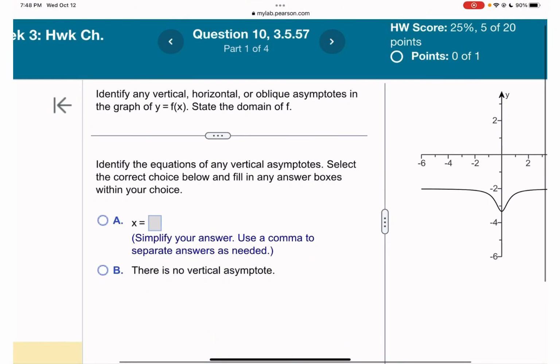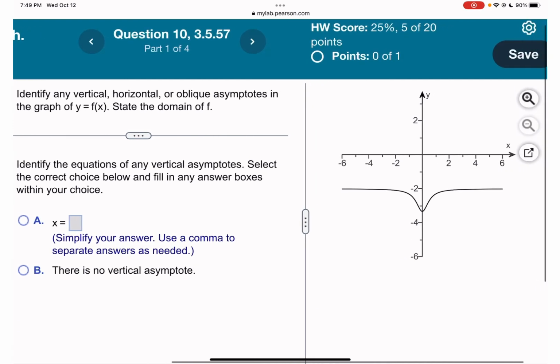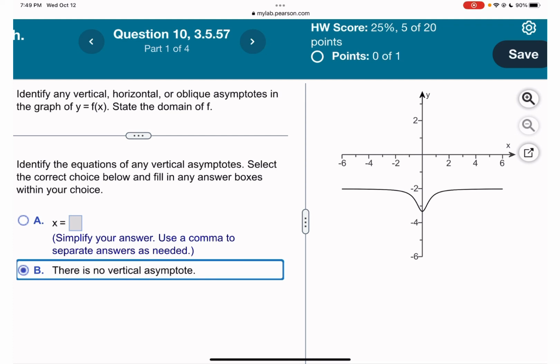All right, and question number 11. No, 10. Okay, what do we have with question number 10? First thing, we need to find the vertical asymptote. Do we have a break? If we have a vertical asymptote, then the graph has to have a break. Since we don't have a break, that means there is no vertical asymptote.